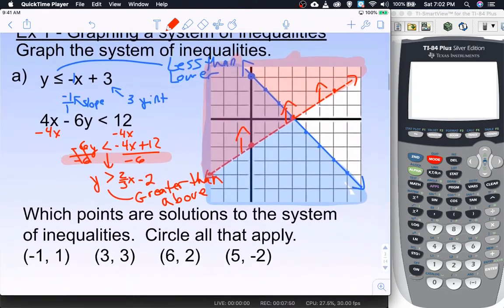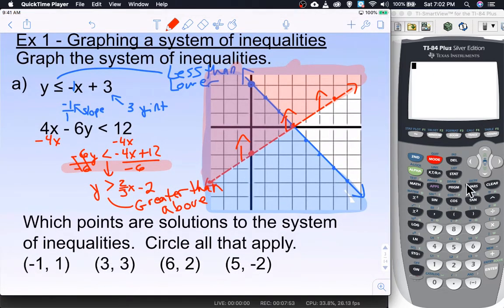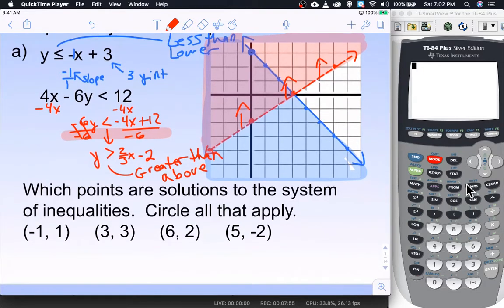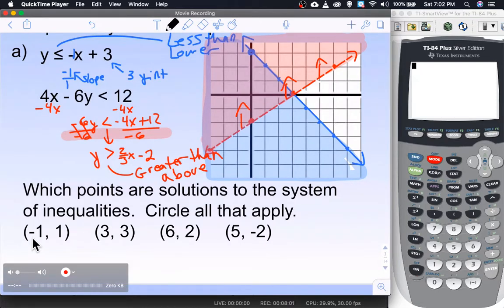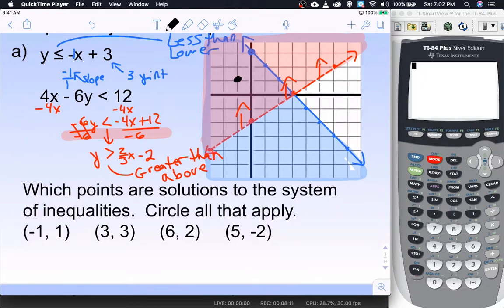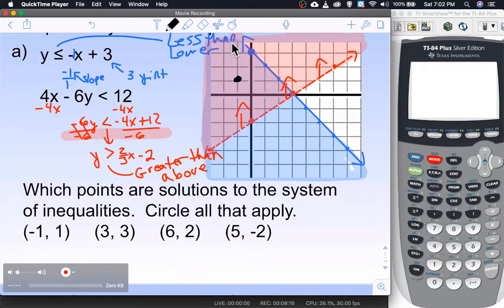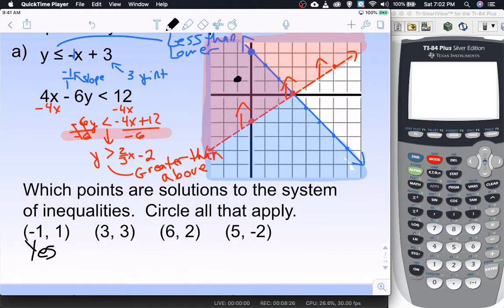So let's look at which of these points down below here are solutions to this system of inequalities. So I'm going to graph each point here. The first point here is -1, 1. -1, 1 is right there. Is this a solution to both inequalities? Is it in the shaded region of both inequalities? Well, yes. It's below the blue line, so it's a solution to the blue, and it's above the red. It's a solution to the red. So yes, that point is a solution.